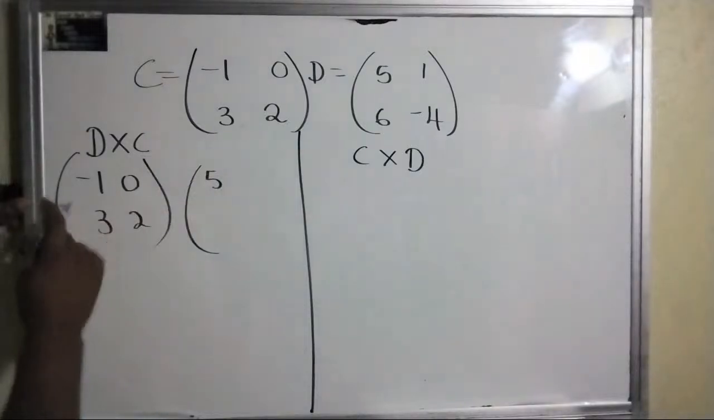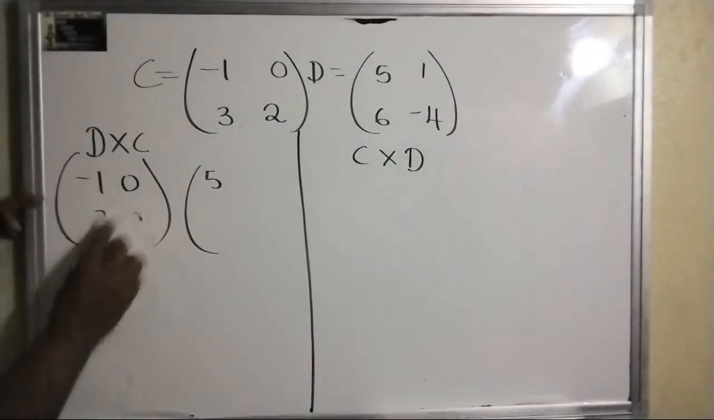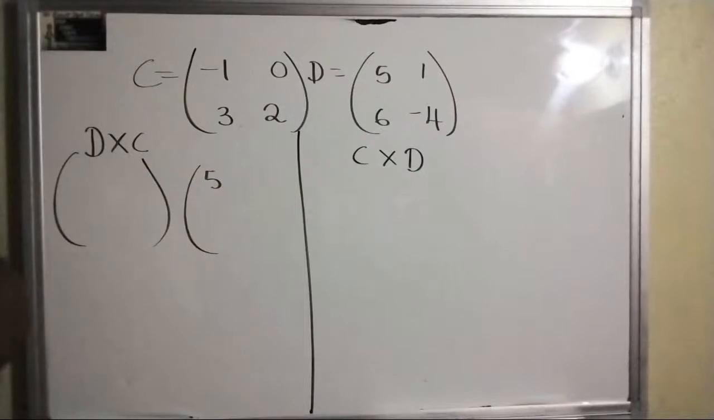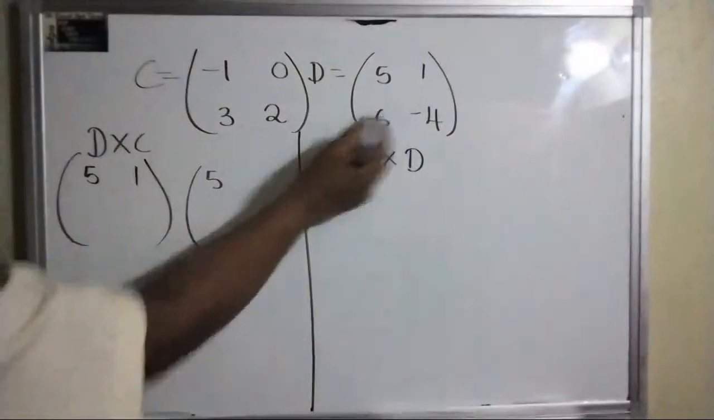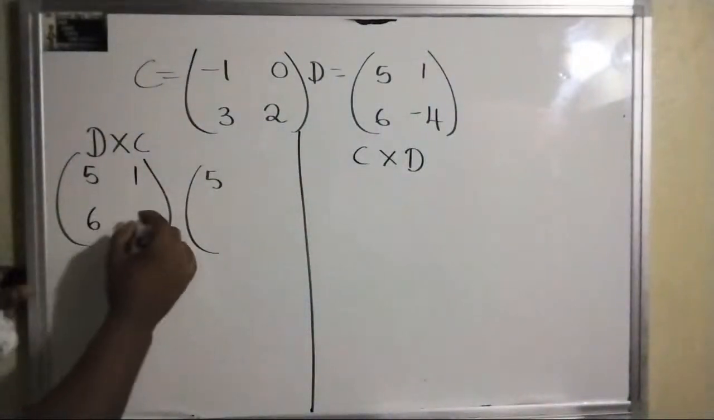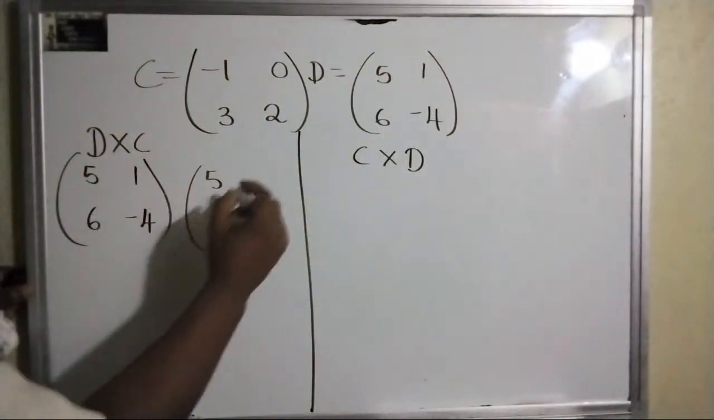So let me see if I did something wrong. D comes first. Nobody put that in the comment section? The fact that D is in front of C, we have to write D first, right? Alright.